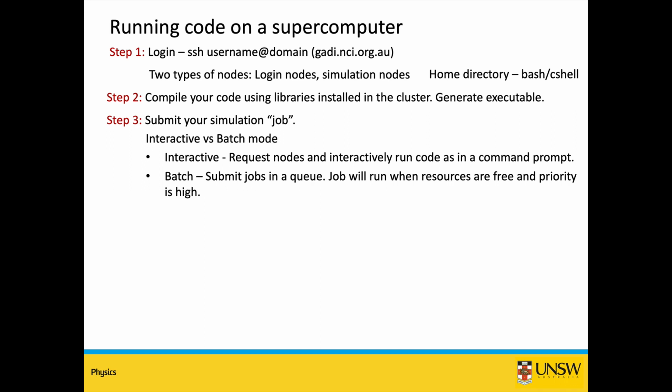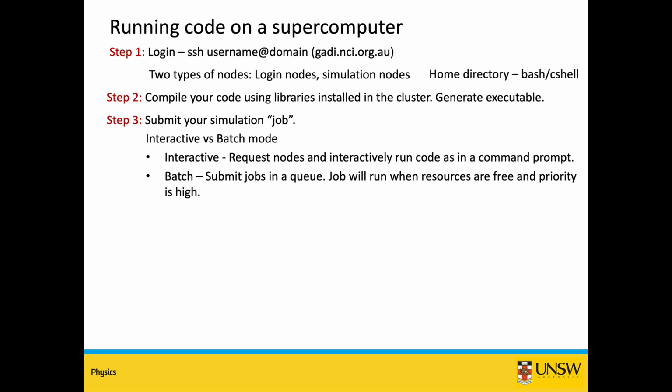Simulations are run in two modes, in interactive mode or batch mode. In interactive mode, you just request some node, and you can just run your code interactively, just like in your regular laptop. And in batch mode, you just submit your job and they are put into a queue, and the people who have submitted before you or people who have the higher priority in the queue, their jobs are executed faster.